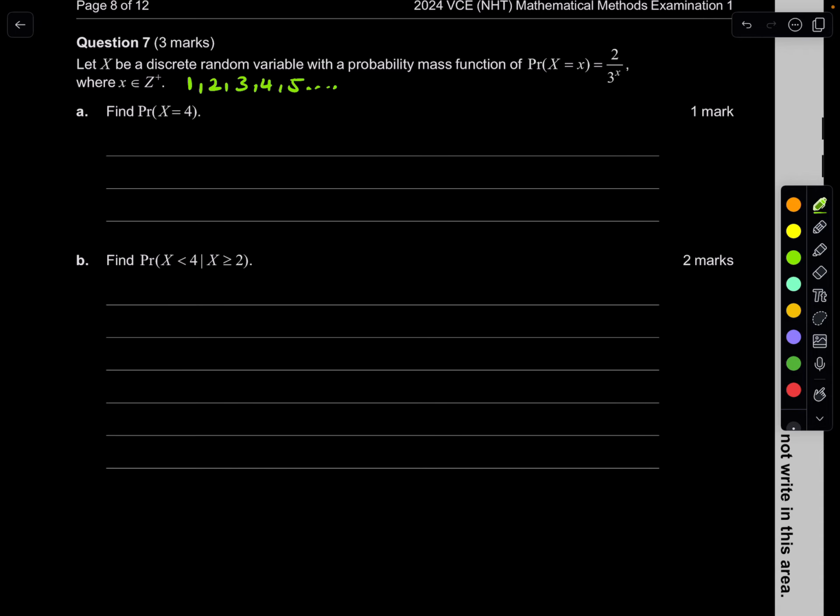So, find the probability that x equals 4? Easy. x equals 4, you sub it into this formula over here. So it's 2 over 3 to the power 4. 3 to the power 4 is what? 81? Yep, 81. So it's 2 over 81. Beautiful. Not too bad.